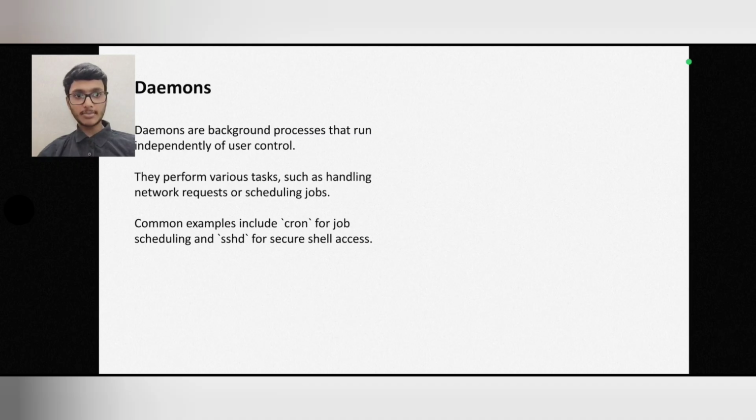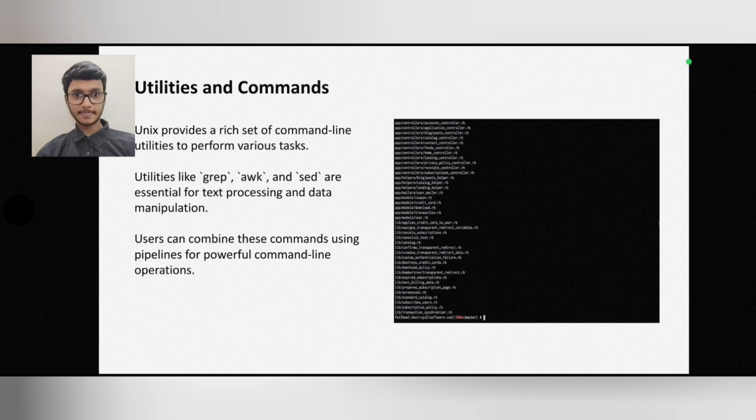Daemons. Daemons are background processes that run independently of user control. They perform various tasks such as handling network requests or scheduling jobs. Common examples include cron for job scheduling and sshd for secure shell access.